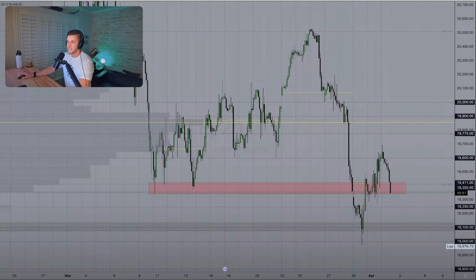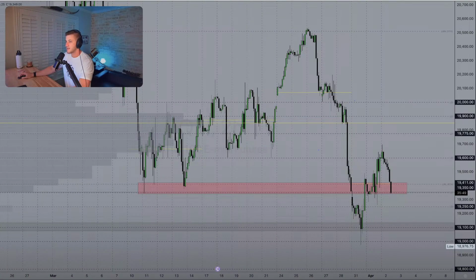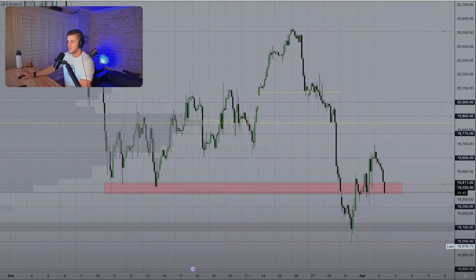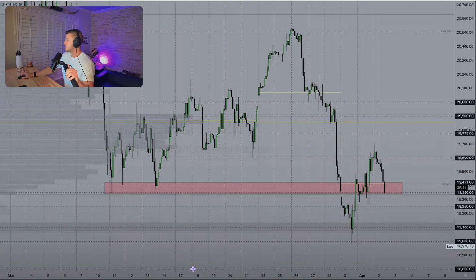It is Wednesday, April 2nd. We're taking a look at NASDAQ. As always, 19,350 back in focus. That was one of the main areas we were looking at during yesterday's stream. Price ultimately resolved higher, and we get a test up into 19,600.